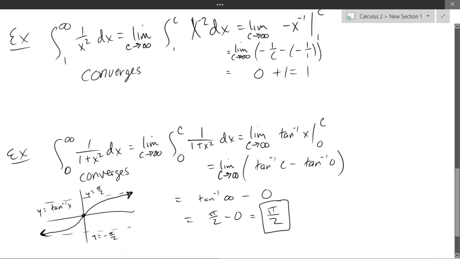So you should have gotten convergence on both of these. So the first one converges just to the number 1, and the second one converges to pi over 2. All right, questions? So that when you got to tangent inverse, that may have been a little more tricky.